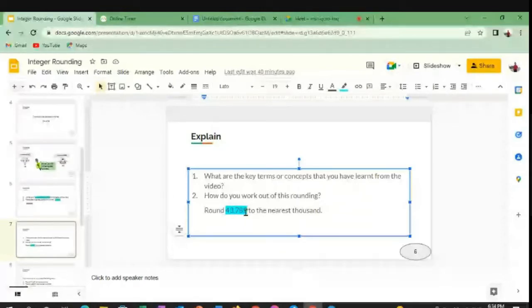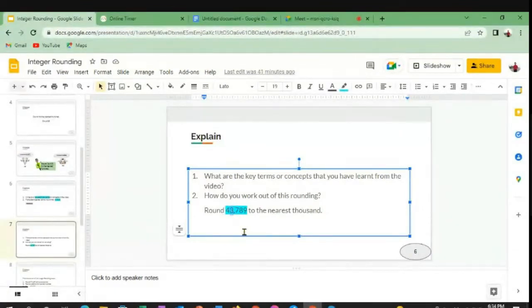So please count the place values: 1, 10, 100, 1,000, and 10,000. So our target number is number 7 or number 3? I think 3, because it says the nearest thousand. Our target number is number 3.